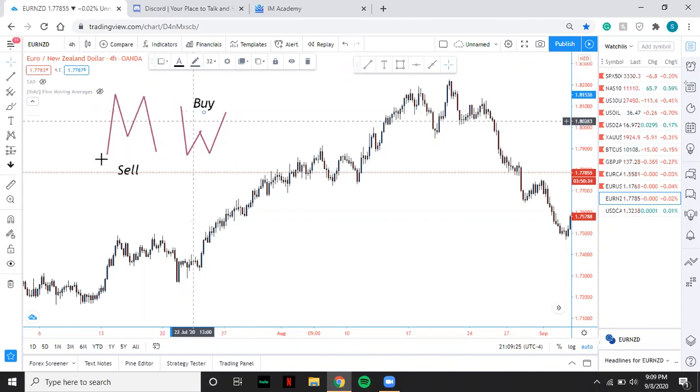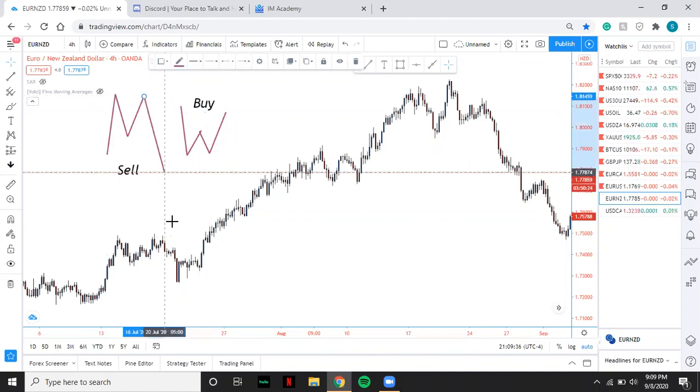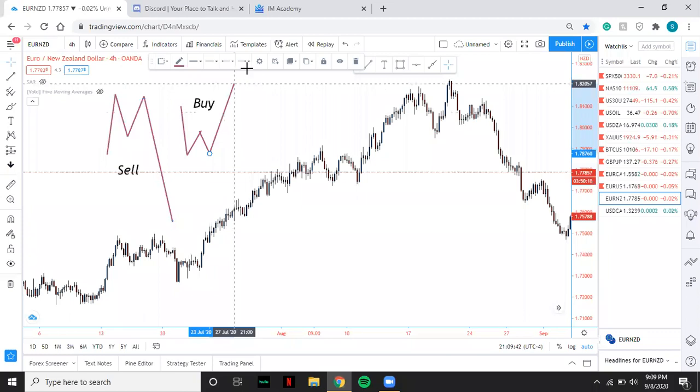So when it's making an M, you're predicting that the market is gonna go just straight down. So that's why you place a sell right here. A W is the same thing. You're predicting that this leg is gonna go straight up. So that's why you'll be putting a buy.